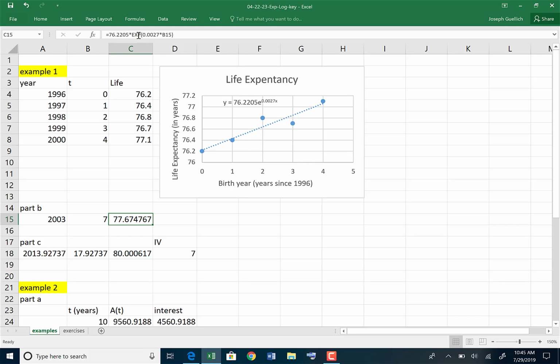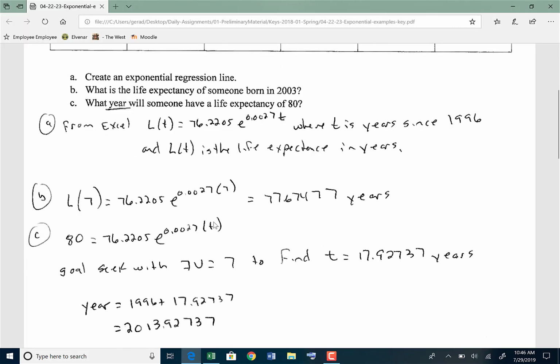Notice that the E, the function in Excel, is exp and then parentheses. The entire exponent goes in the parentheses. Be careful about those parentheses. Part C is another goal seek. So the formula set equal to the number, goal seek, the input value. There's the t value found by goal seek and the actual answer. So what year, 2013.9 whatever, that 17.9 is not the answer.